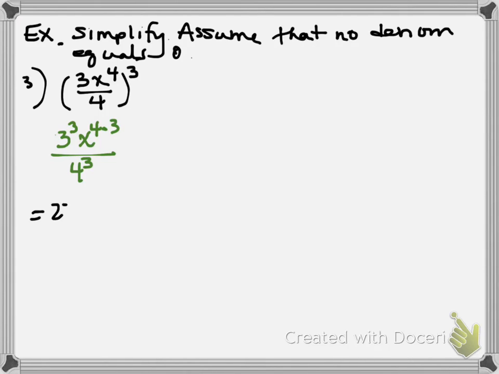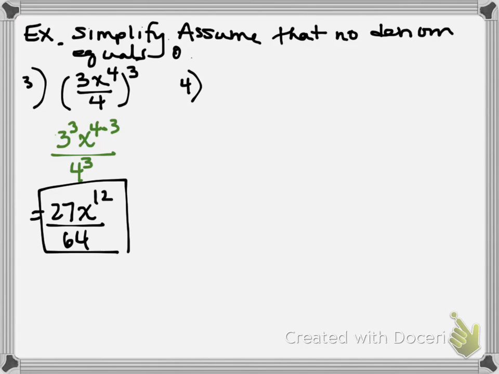So 3 cubed is 27. 4 times 3 gives me x to the 12th. 4 cubed equals 64. Done. That's why I boxed it up. That is the answer.